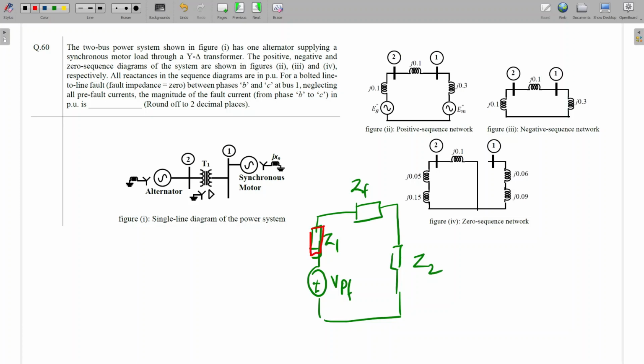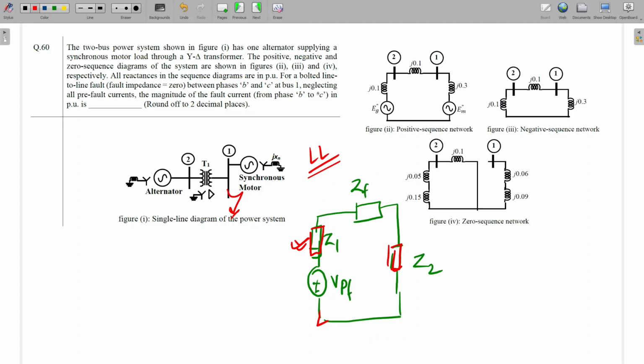This is for the LL fault, line to line fault. For a line to line fault, we draw this kind of diagram, where this is the equivalent impedance with respect to the fault point. Here the fault is happening at bus number 1. So the equivalent impedance with respect to the fault point will be Z1. Z2 will be the negative sequence equivalent at the fault point. And what is ZF? ZF is the fault impedance between phases.